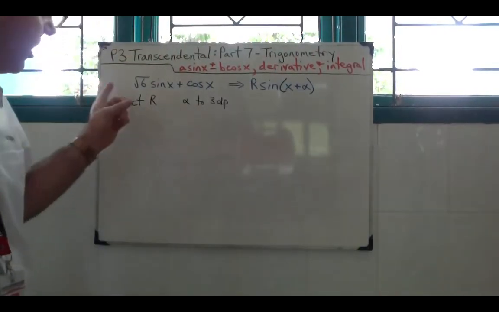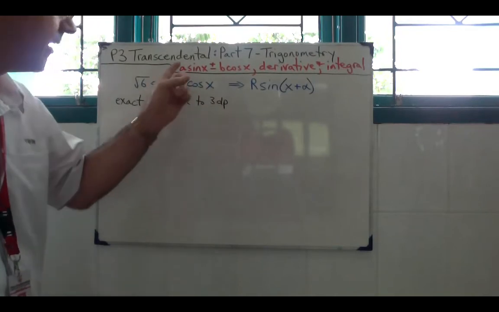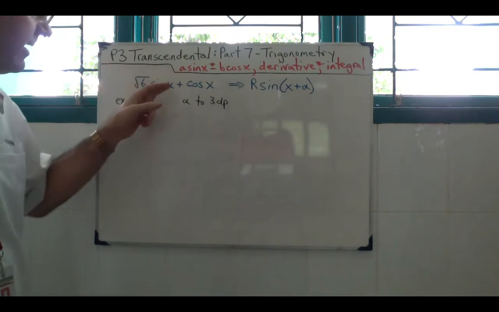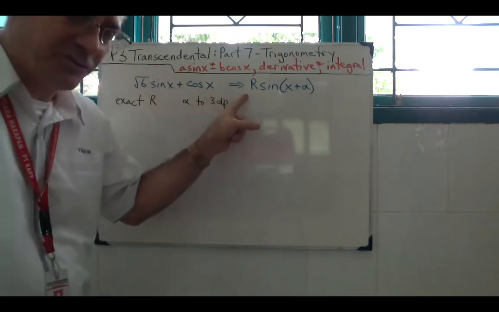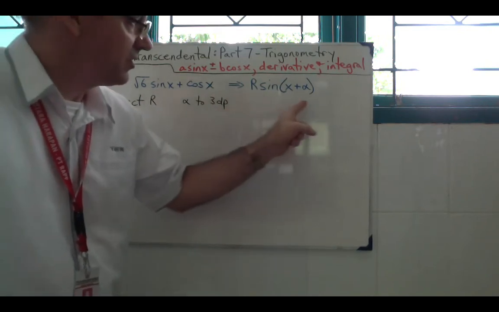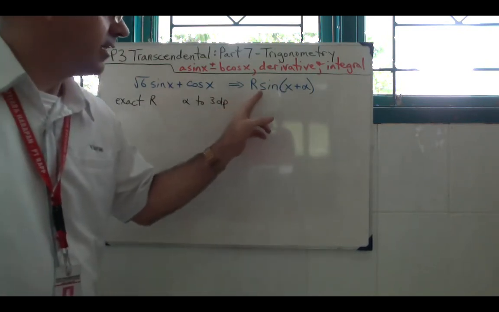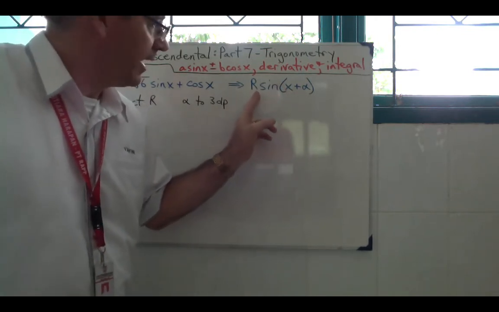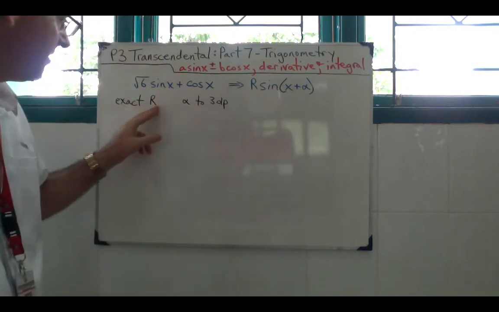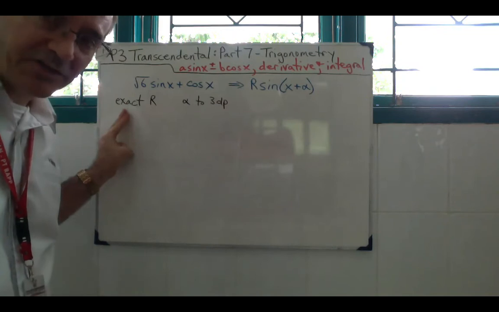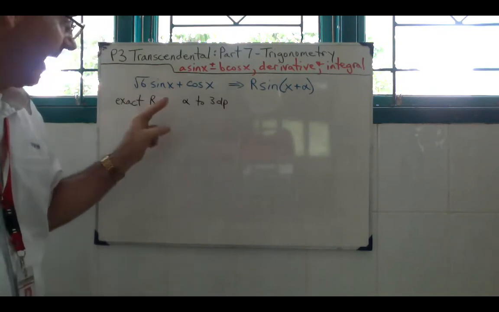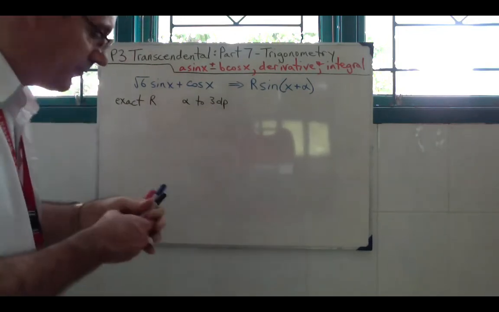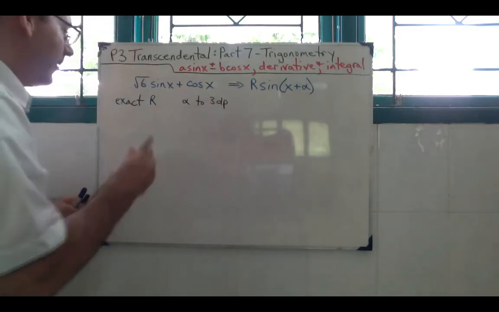And here we see the original form, our a sine x plus or minus b cosine x form, root 6 sine x plus cosine x, and we want to transform it into this condensed form of r sine of x plus alpha, and we need to find the r and we need to find the alpha. The r needs to be exact, meaning no decimals, keep it as a radical, and the alpha needs to go to 3 decimal places. So the first thing we want to do is find our r.